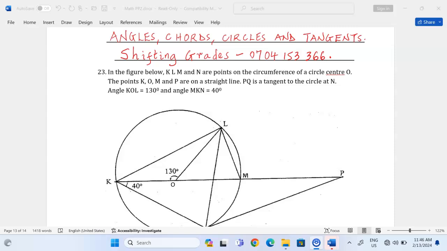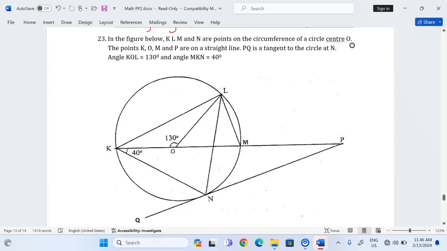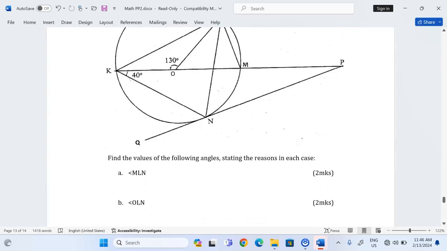In number 23, we are told that in the figure below, K, L, M, and N are points on the circumference of the circle center O. Then we are told that the points K, O, M, and P are on a straight line. Then PQ is a tangent to the circle at N. Angle KOL equals 130 degrees as indicated, and angle MKN equals 40 degrees, just as indicated. Then the question goes, find the values of the angles, stating the reason in each case.